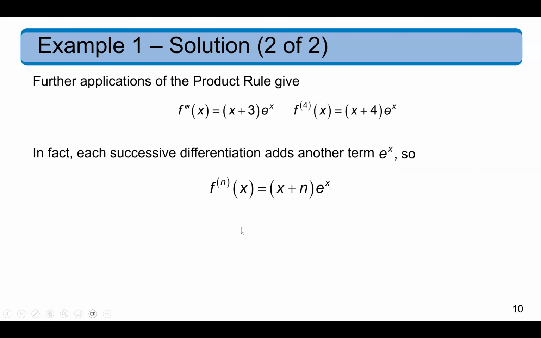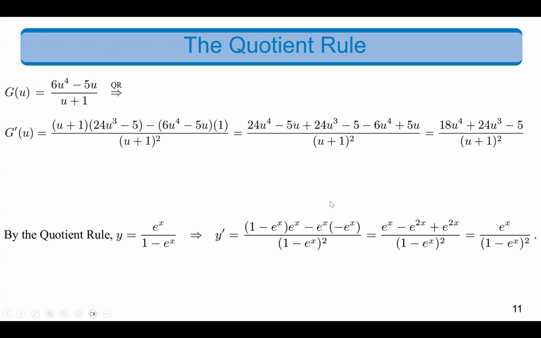Now we can move on to the third derivative. As another example, x plus 3 times e to the power x. And the fourth derivative will be, again, x plus 4 times e to the power x. So in fact, we can see the pattern here, which tells us that the nth derivative of f at x will give us x plus n times e^x. We will see more examples of this in future lectures.